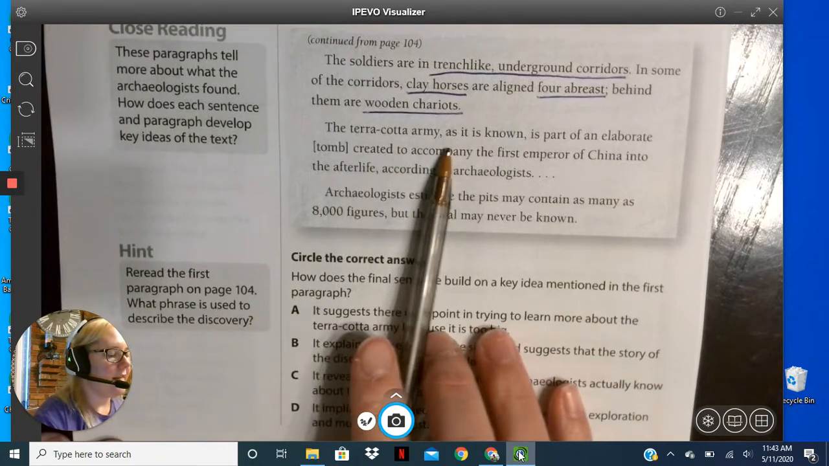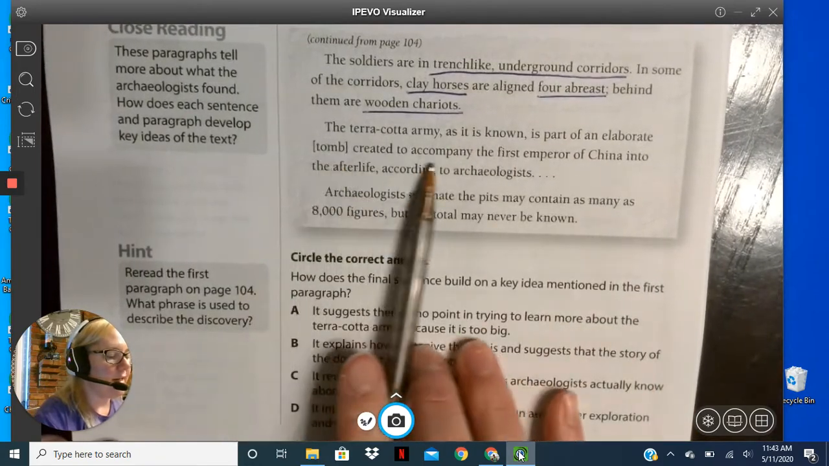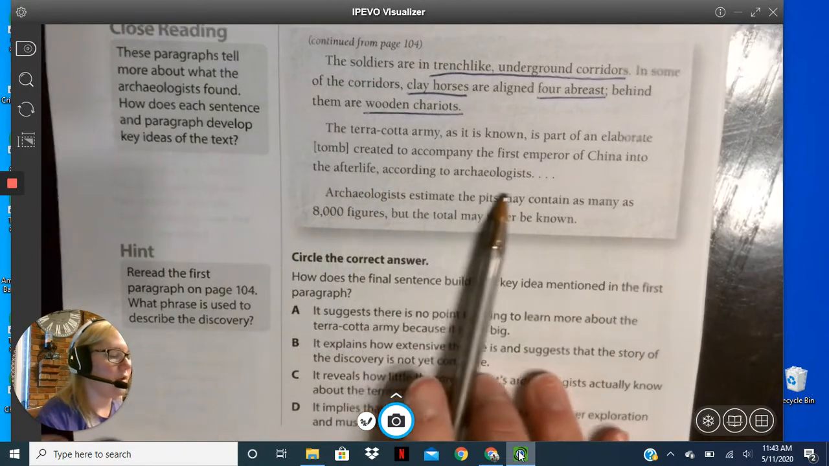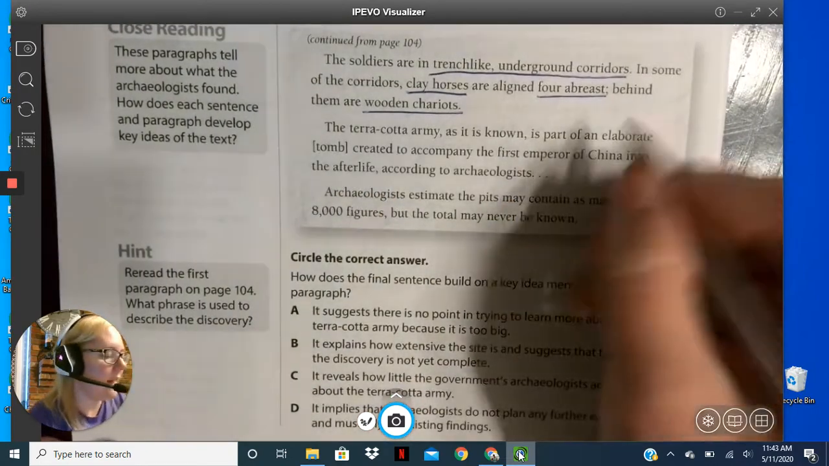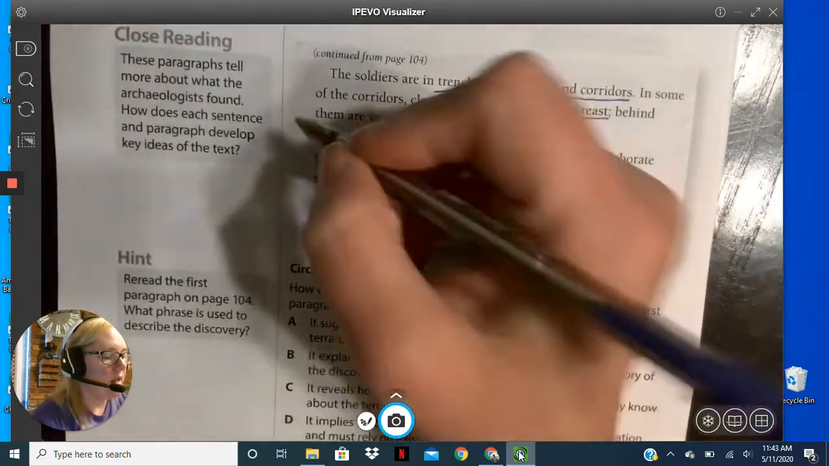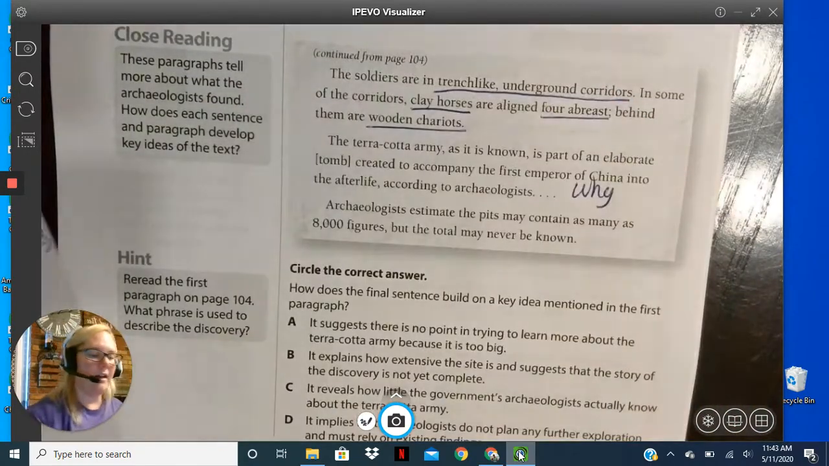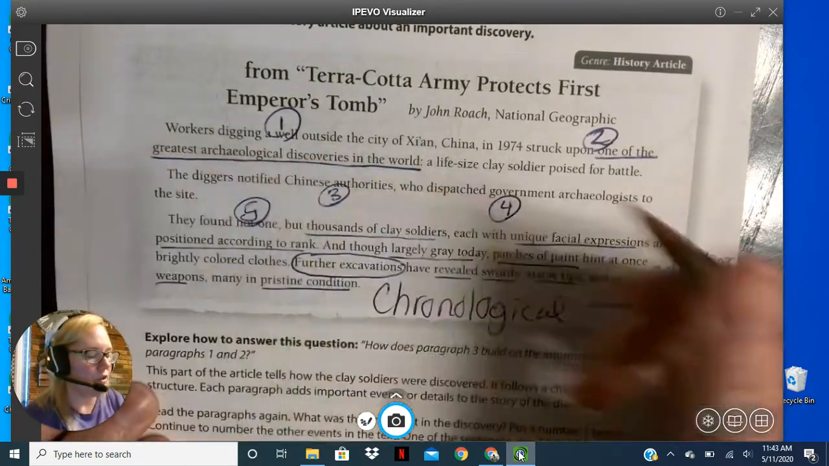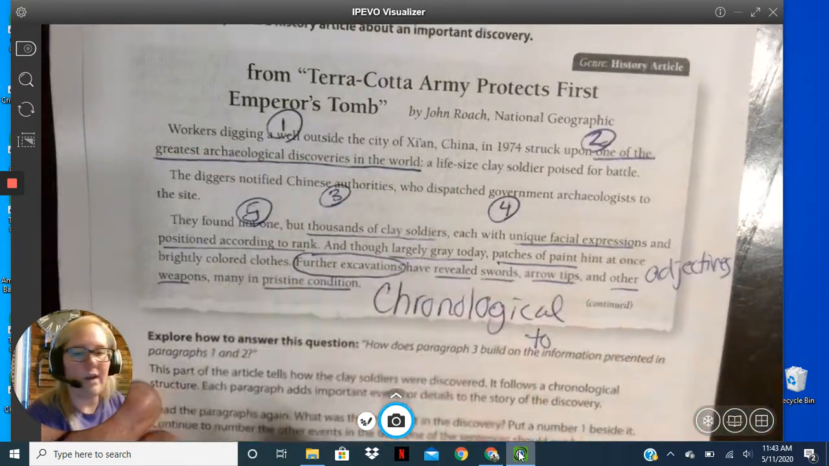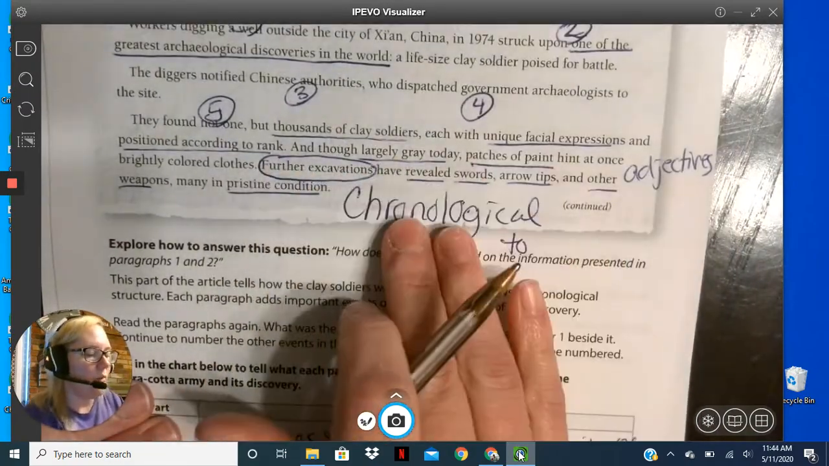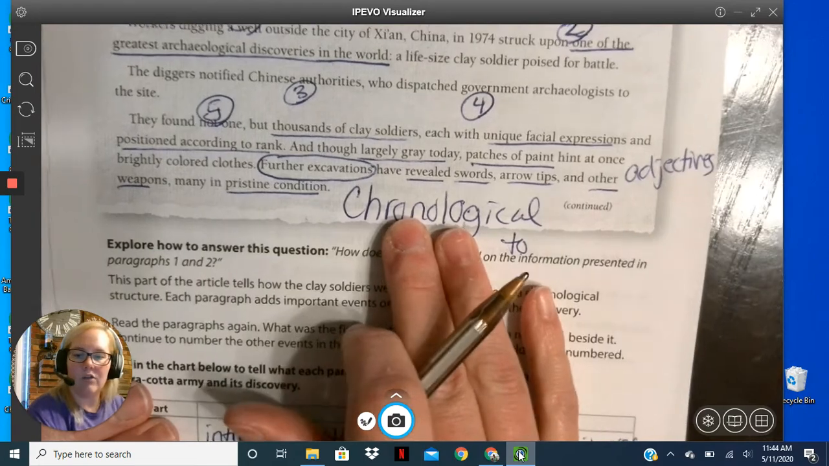The Terracotta Army, as it is known, is part of an elaborate tomb created to accompany the first emperor of China into the afterlife, according to archaeologists. So that is answering why they're there. So we have more description. So I'm noticing that it really seems to go from chronological to description. So whenever you have a little bit harder text as you're getting older, something that happens whenever you were younger, it would have stayed chronological the whole time.